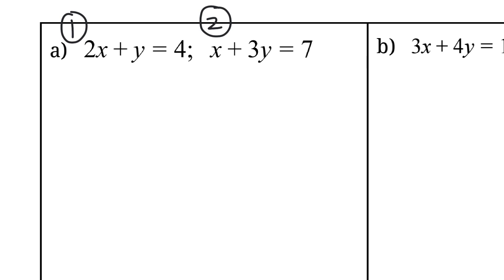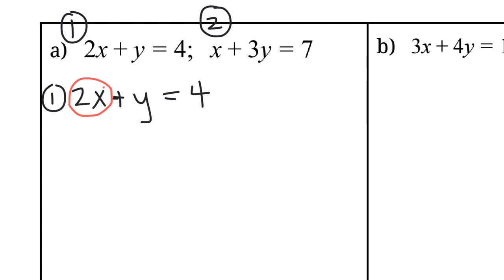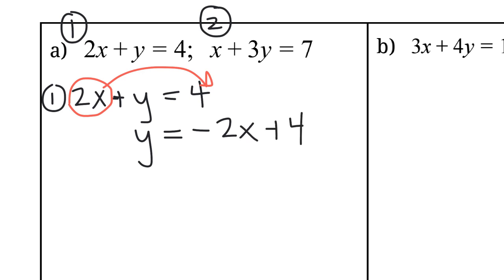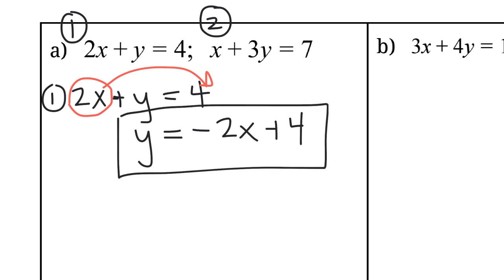So I'm going to start with equation number 1. I'm going to recopy it so you can see it a little better. It's 2x plus y equals 4. I know that if an equation has to be in y equals mx plus b, I need to take this 2x and move it over to the right-hand side. If I move the 2x over, it's going to become a negative 2x. So here is my first equation.